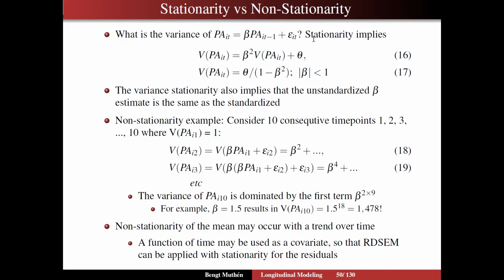But here we can use the stationarity, which implies that the variance at t minus 1 is the same as the variance at t. So the variance of PA at t is the same as the variance of PA at t minus 1. We take the variance of that part, and that makes it possible to solve for this variance. You move this term over to the left and divide by 1 minus beta squared, and here you come out with this expression. Theta is the variance of epsilon. And if beta is absolute less than 1, then that will be a positive variance.